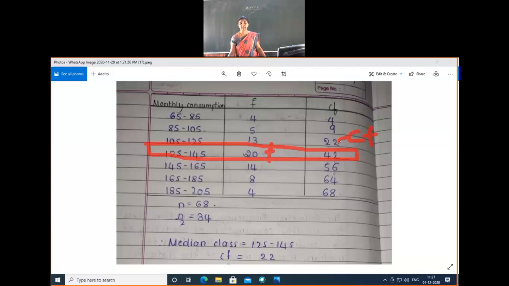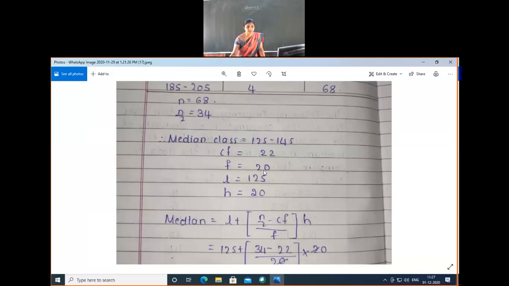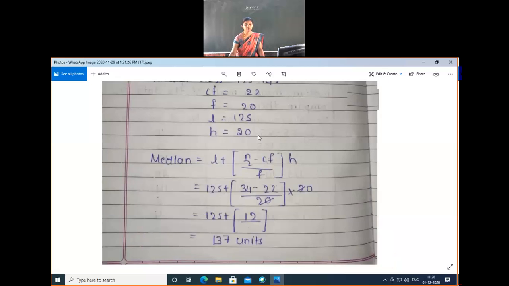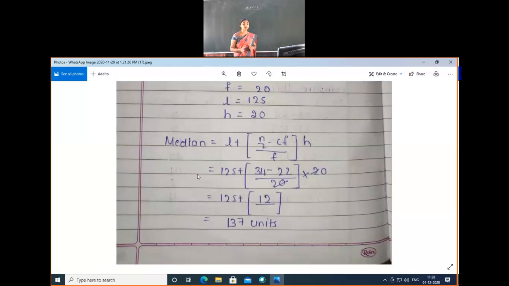Then 20 is the frequency, F actually, the median class frequency only. Okay, F. Is that clear? This is CF, the cumulative frequency of the class preceding the median class. CF is 22 here, F is 20 here, L is 125, the lower limit of the median class. H is the class size, that is 20.